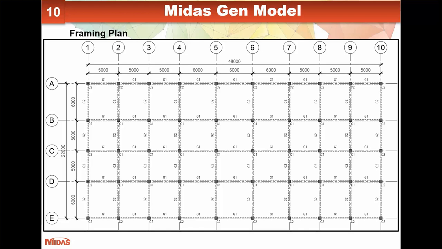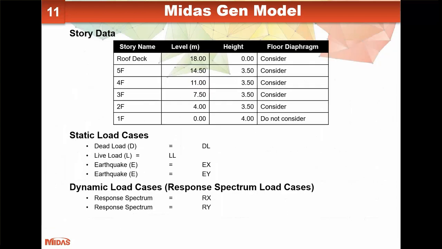Here's the framing plan, and the story data or the story height. On the first level, it is 4 meters high, and then on the second level up to the fifth level, 3.5 meters. For static load cases, I use dead load, live load, and earthquake X and earthquake Y. For the dynamic load cases, I use response spectrum. I name it RX and RY.